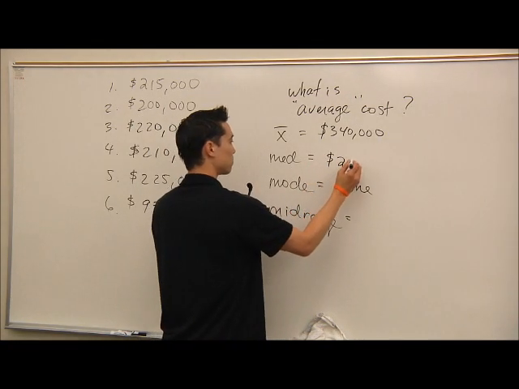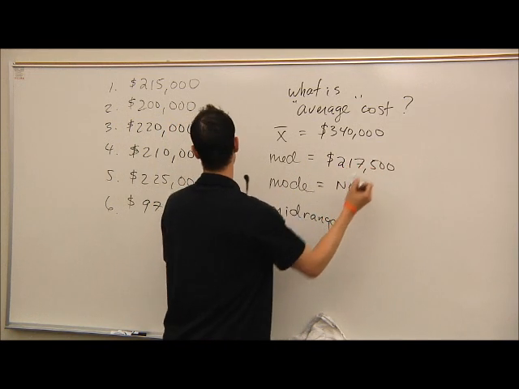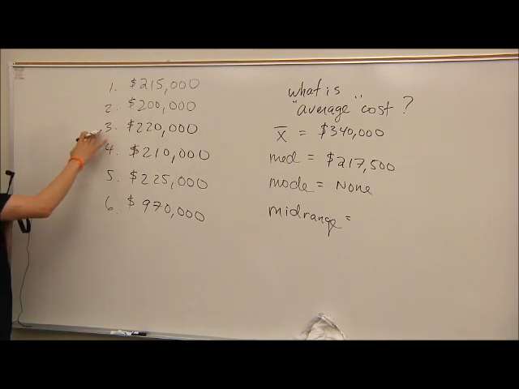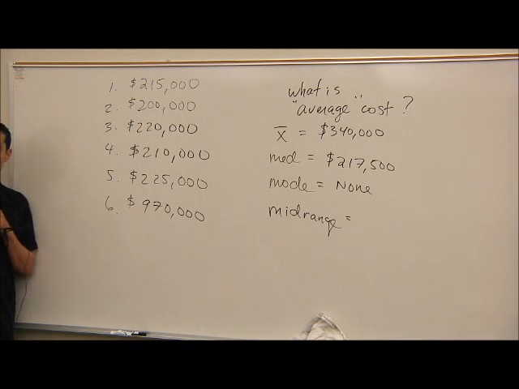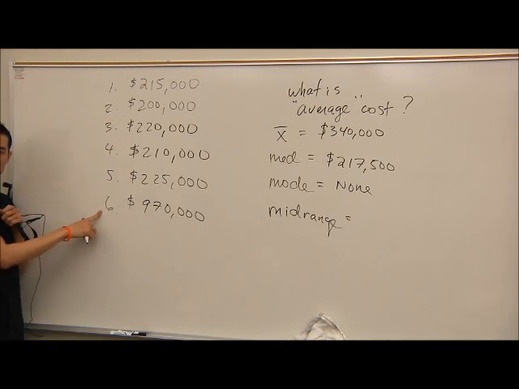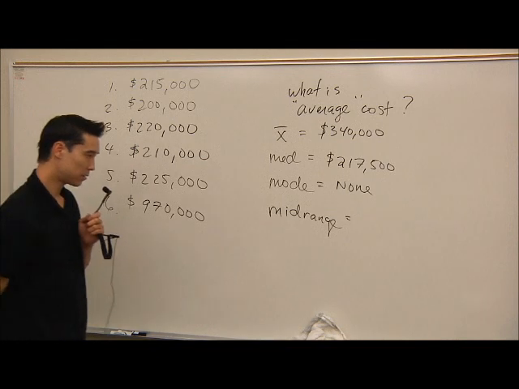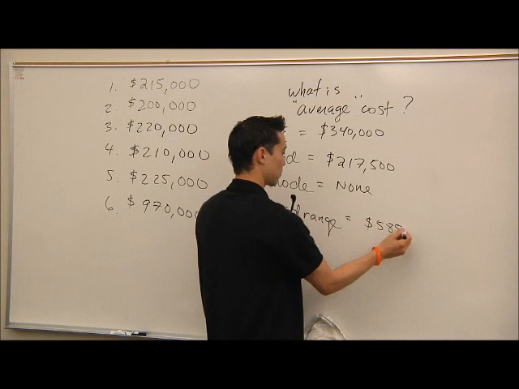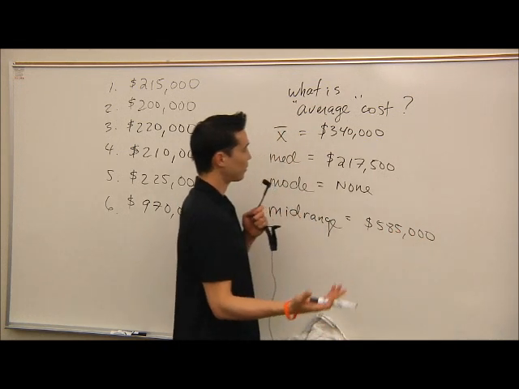217,500. So then the two middle homes must have been 215 and 220. Is that what everybody got? And then the average of those two? Great. Mid-range, lowest plus highest divided by two. What was the lowest? 200 plus the highest is 970, right? So what is 200,000 plus 970,000 divided by 2? 585,000.